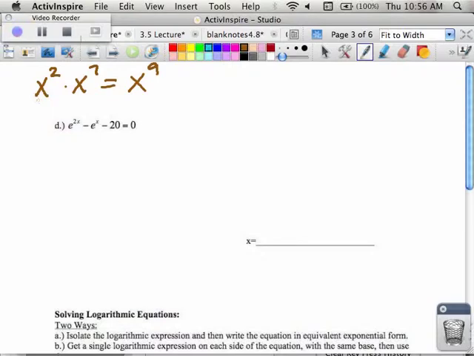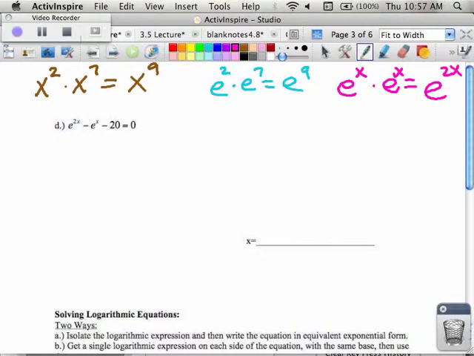So if I see something like e to the 2 times e to the 7, then that's e to the 9. And if I see something like e to the x times e to the x, that's e to the 2x. Because you add the exponents, and x plus x is 2x. Now using that information, here's what I'm going to show you.